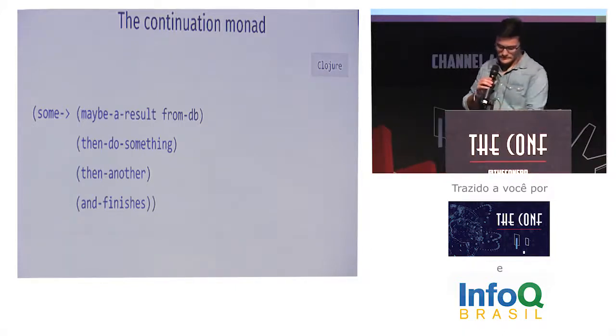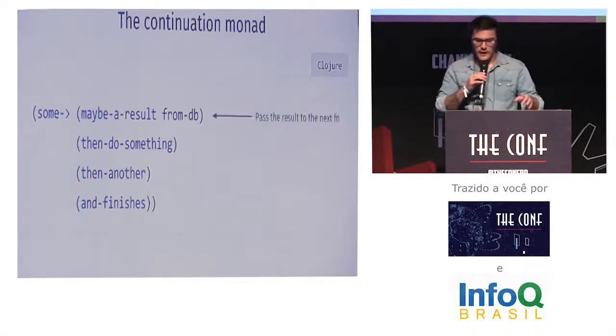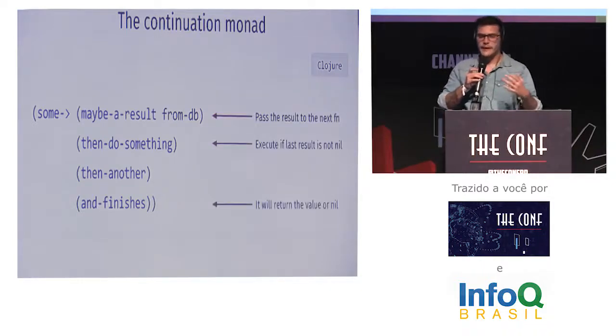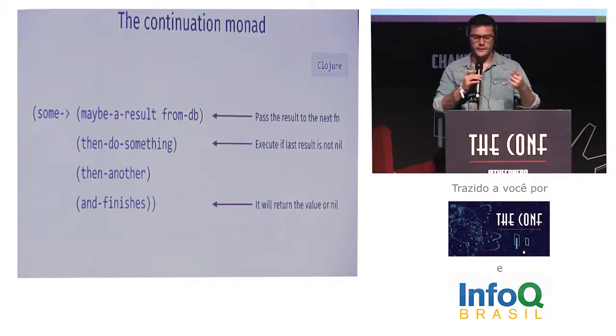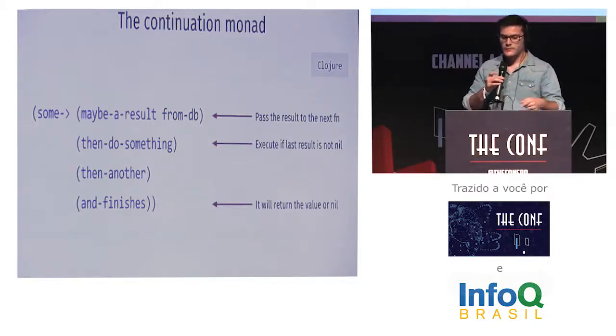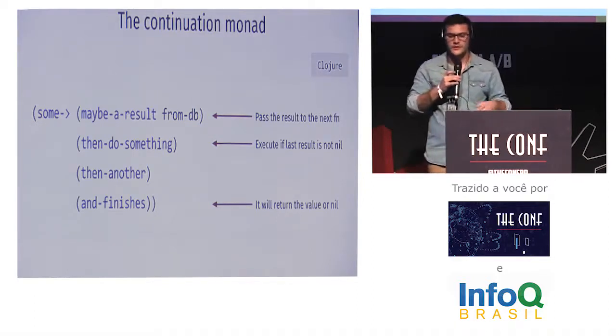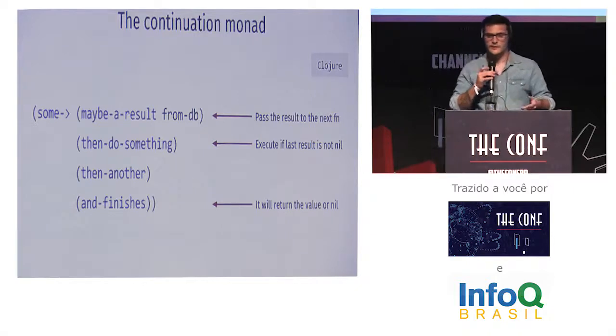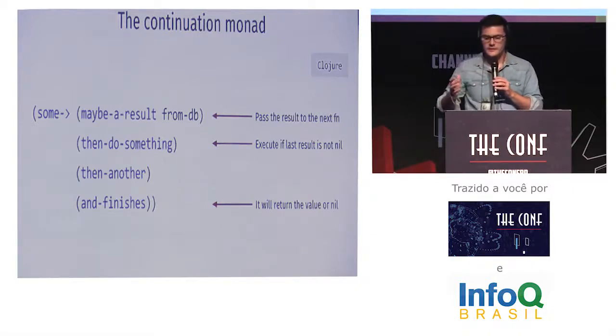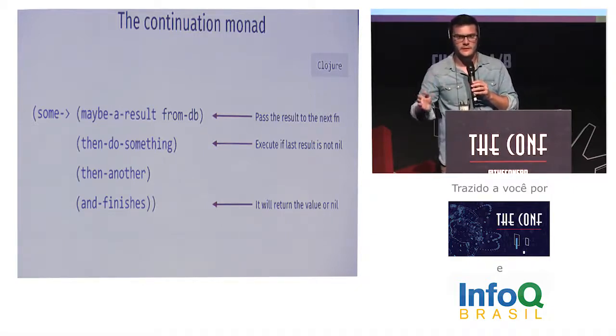So the sum function will execute a function and pass the result of it to the next one, only if it is not null, and so on and so forth until it reaches its end. This property is called short circuit. In other words, the continuation monad decides if the code is going to be executed or not.